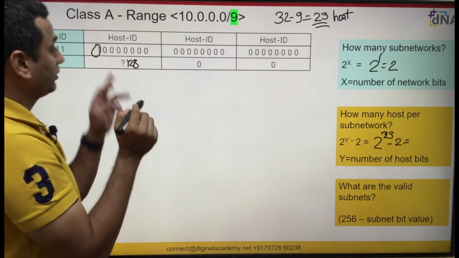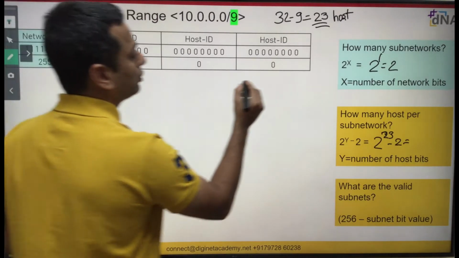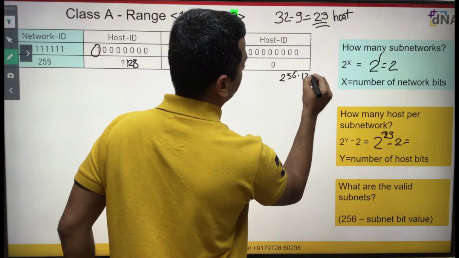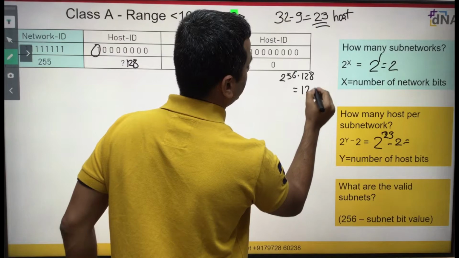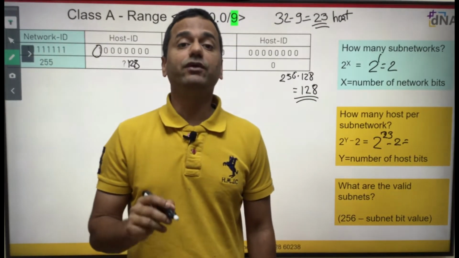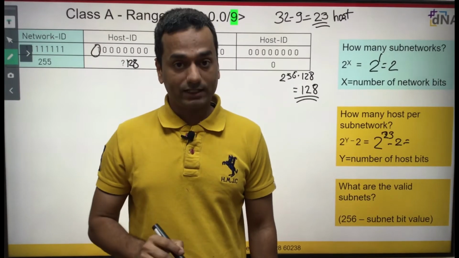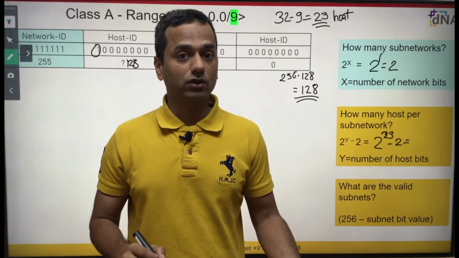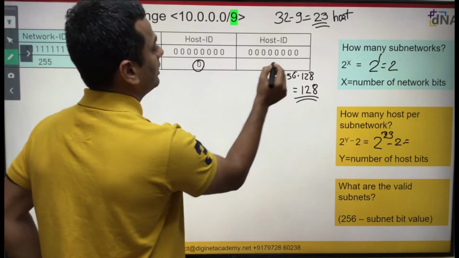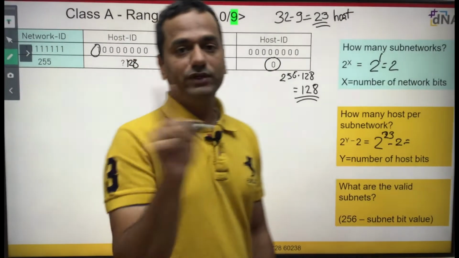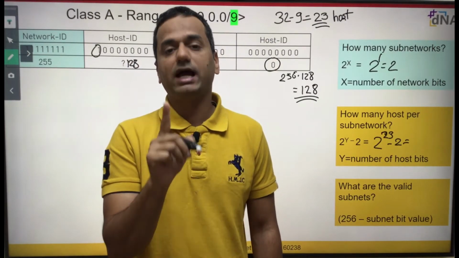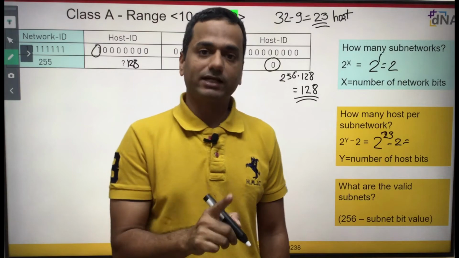128, right? Because we borrow only one bit. So 256 minus 128 is equal to 128. So there will be an increment of 128 in which octet? In the second octet. Why not in the third and fourth octet? Because the third and fourth octet subnet mask is 0, 0. So no, we cannot do the increment in the third and the fourth octet. We have to do the increment in the second octet only.